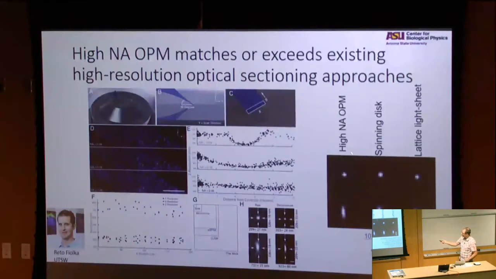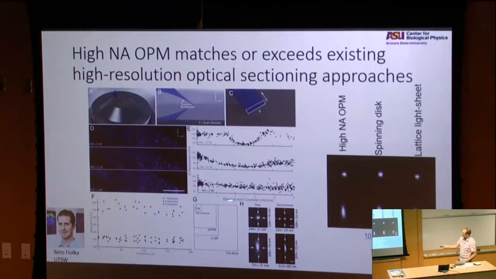So here's what the point spread function looks like. This is XY. This is XZ. This is for our instrument. This is for a spinning disk using the same primary objective we use. And we got someone to loan us a lattice light sheet just to show that it looks the same. So we're generating point spread functions that look very good.